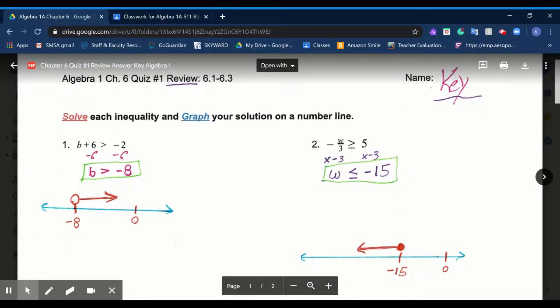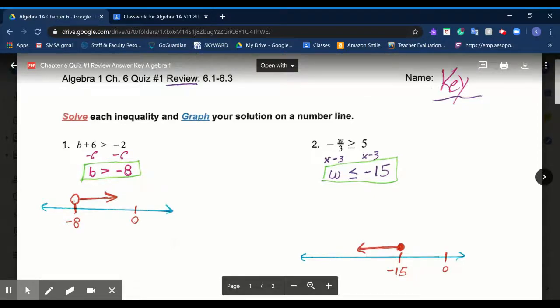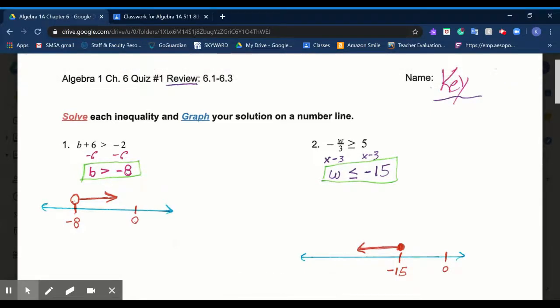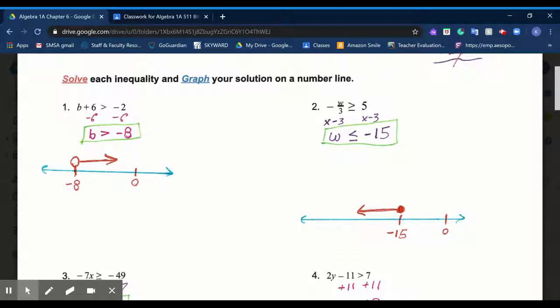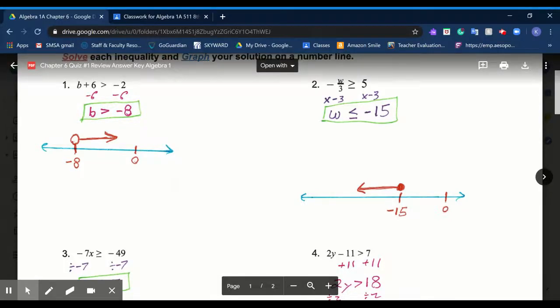For 2, we have to multiply each side by -3, so we flip the inequality, and w is less than or equal to -15, so it's a filled-in circle, arrow going less than. Now, what you'll see on all of my number lines is I did not draw in all the numbers. I just indicated where 0 would be compared to my other number, so then you knew which direction was positive or negative.